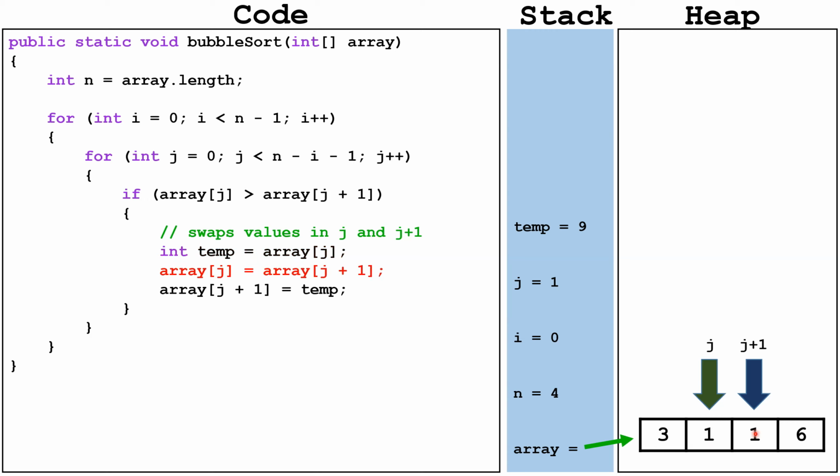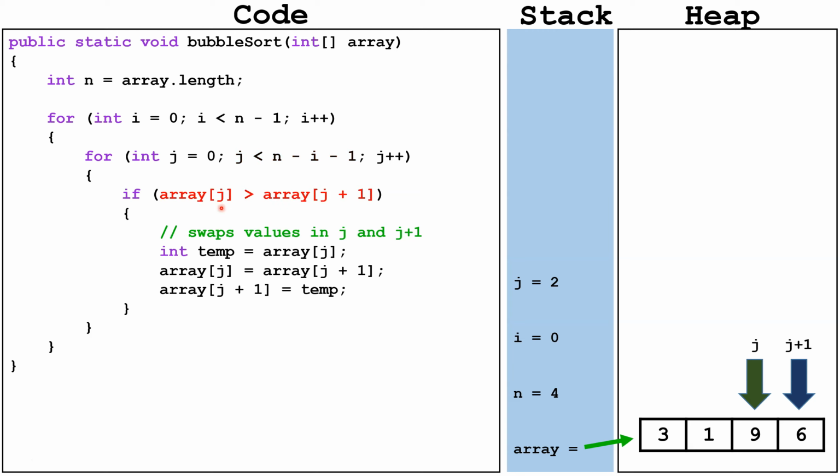So we moved a copy of the 1 into here. And now finally, we set j plus 1 equal to what's in temp. So now we've swapped out these values. We'll continue, go to the end of the for loop, increment j by 1. So now j is 2. We check, is j still less than n minus i minus 1? It is. So we continue the internal for loop.